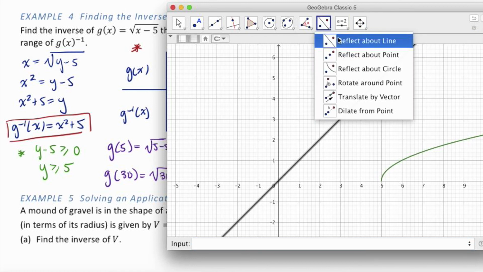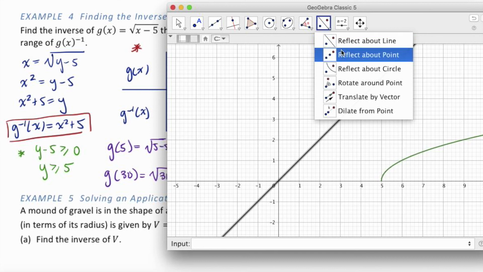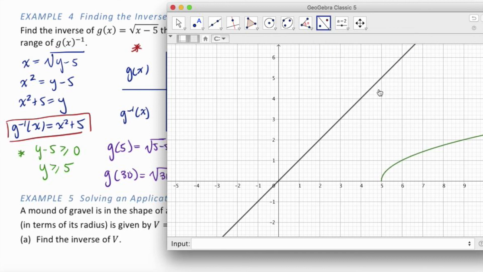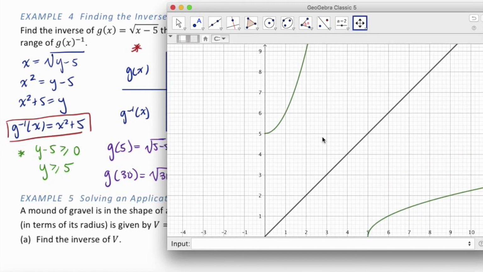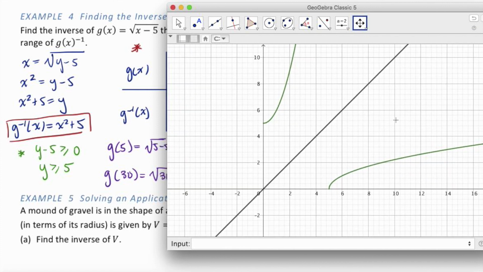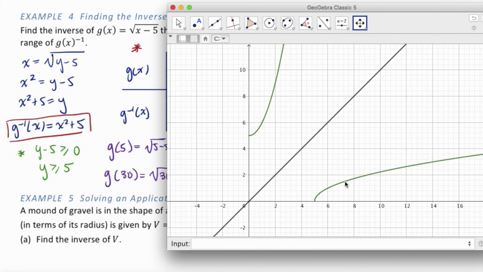reflect about a line. You can actually reflect about a lot of different things. So let's just reflect this about the line. I'm going to click on my original function, then the line y equals x. And you notice it automatically sketched out what the inverse looks like. This here is my original g of x, and this is my inverse function along the domain.